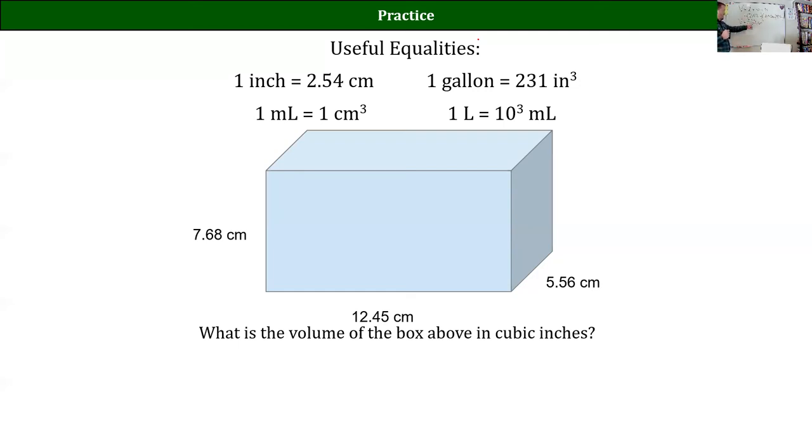Now, if we want to put this into cubic inches, now that we have it in cubic centimeters, we have a direct conversion from centimeters to inches, which means we can still use that. We just have to do it three times. 2.54 centimeters is 1 inch. We need to cancel out all three powers of centimeters. Or another way of thinking about it is we need to convert all three sides of the box. So we're going to cube that entire conversion factor. And that's going to cube everything in it.